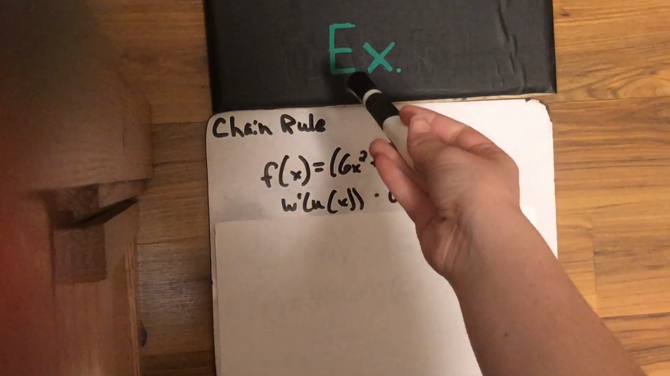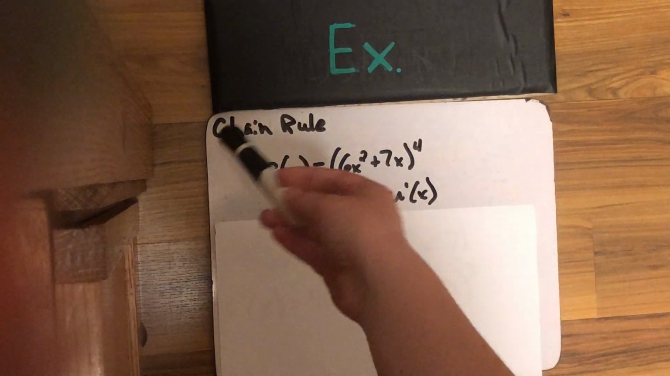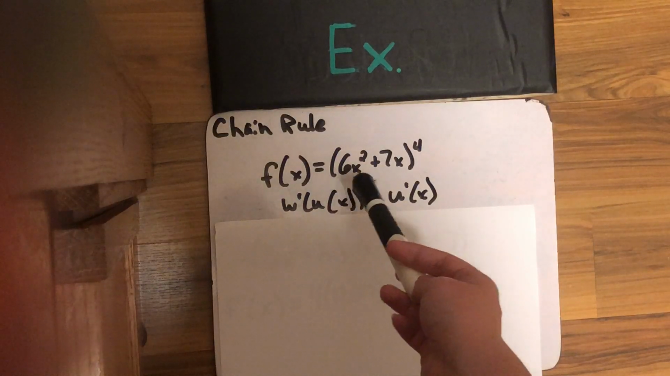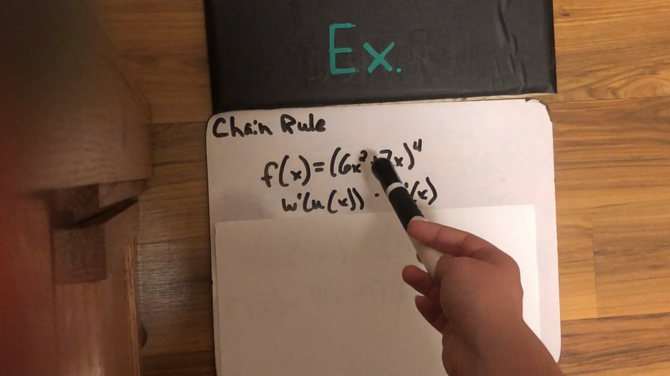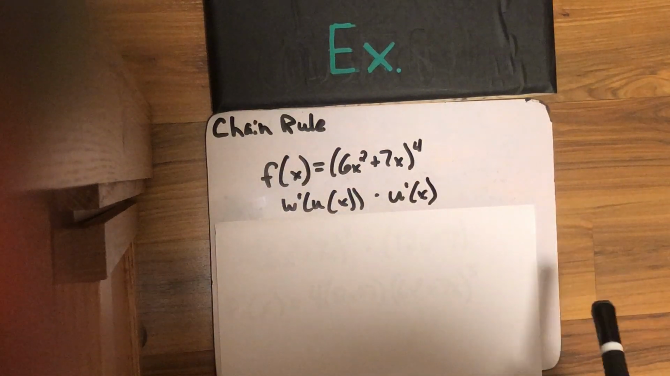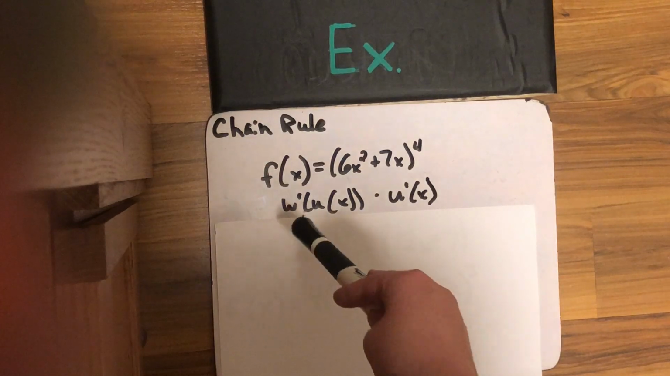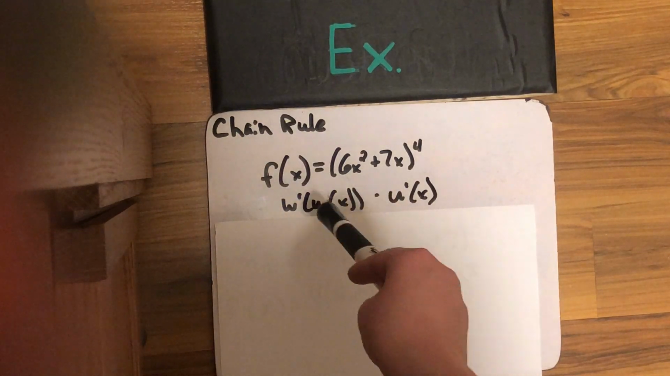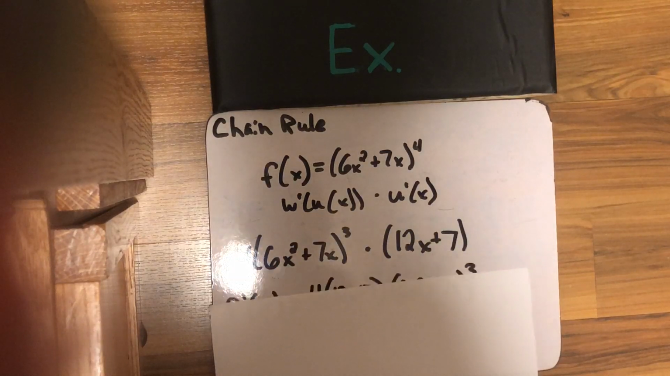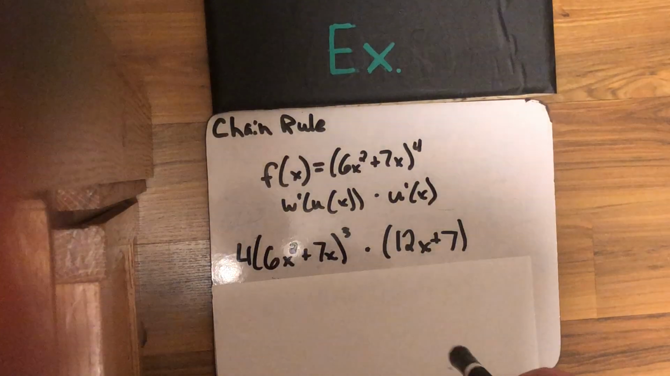So now we're going to move on to some example problems of the different derivative rules. Our first rule being chain rule. So here we have a problem, f of x equals 6x squared plus 7x all to the fourth. This is a problem that requires chain rule. Here I wrote out the chain rule formula, remembering that we need to find w prime, u prime, and u. And if we shift down, I filled in each of those.